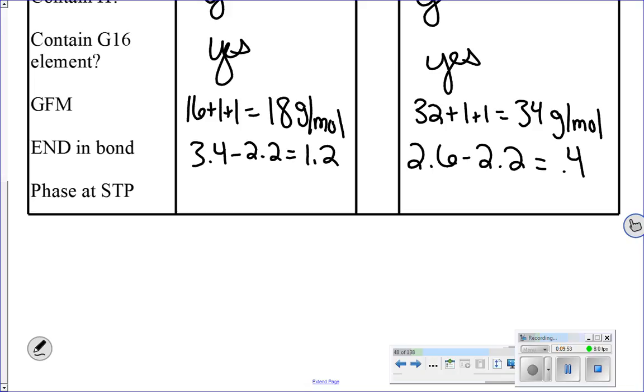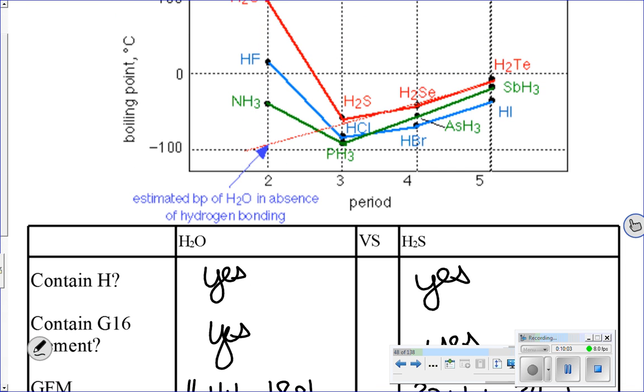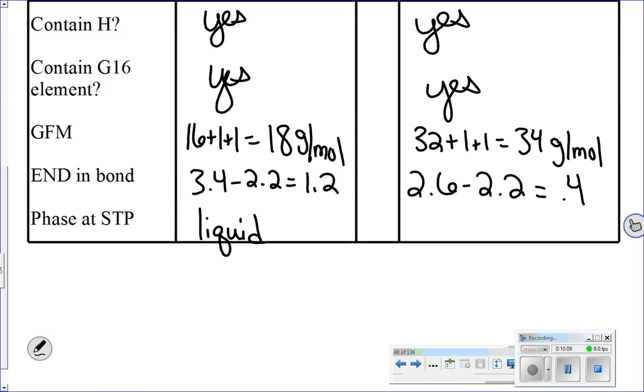So we create that really high level of polarity in water that makes water a liquid at STP. Hydrogen sulfide is actually one of the gases given off by volcanoes. You'll notice its boiling point is way below zero, according to this graph. So it's actually a gas at STP. You might think, so what? Big deal, who cares?